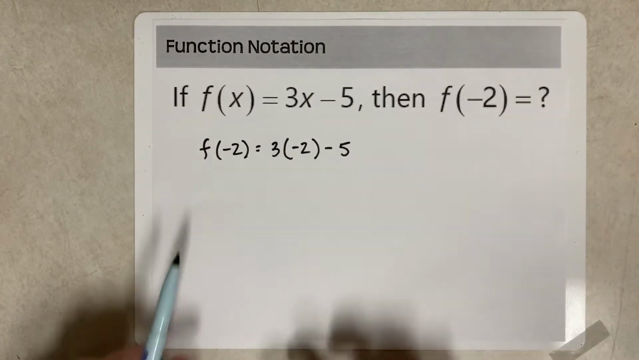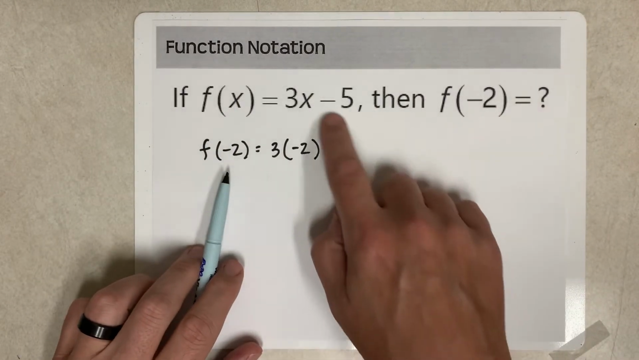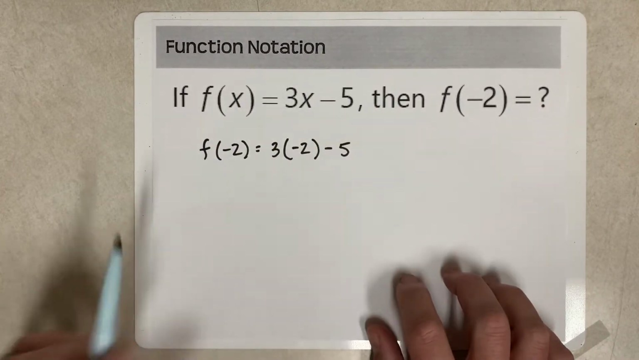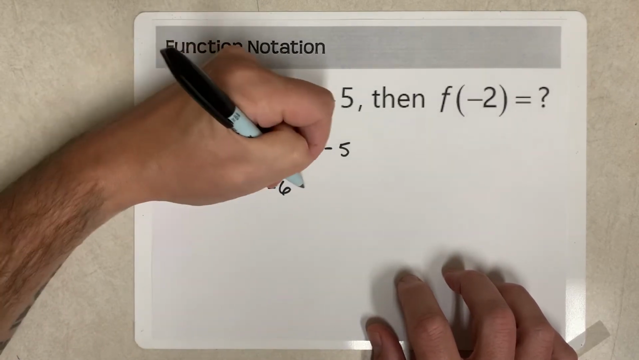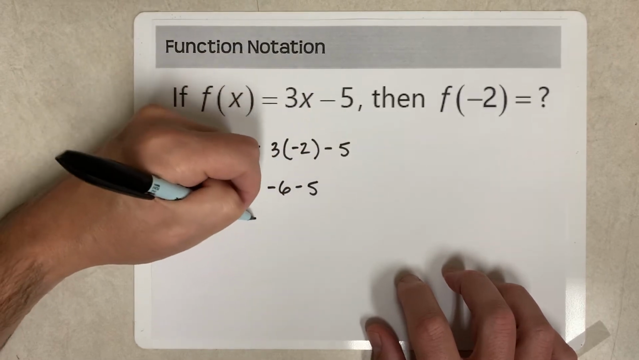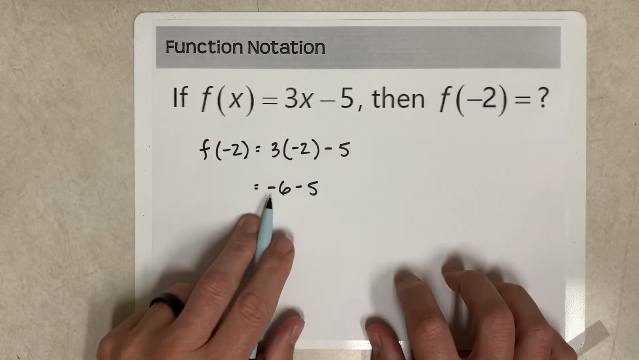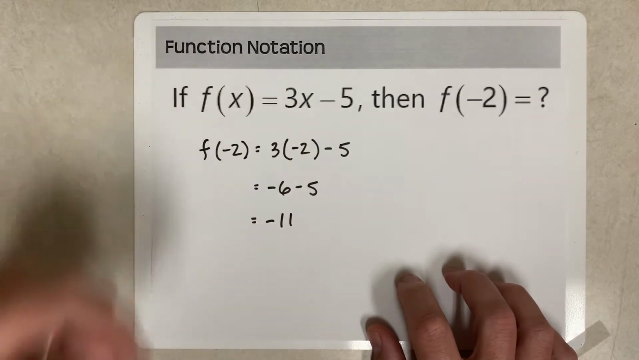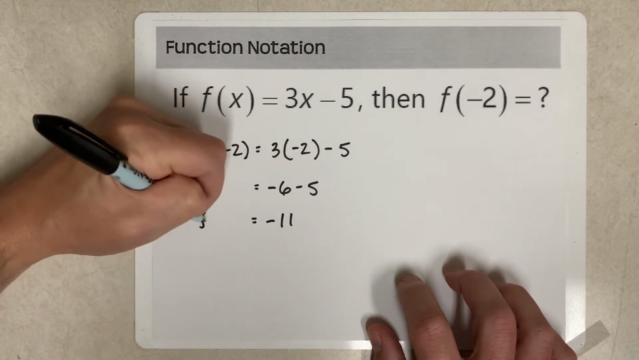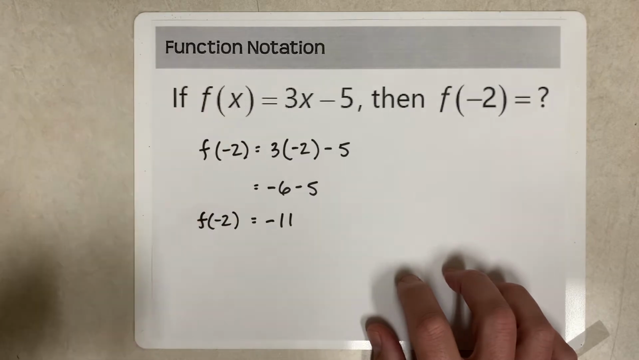So students don't usually struggle with this part. What they struggle with is the negative numbers when they plug it in. So let's see what happens. 3 times -2 is -6. Take away 5. I owe somebody $6, then I owe them 5 more. That means I owe them a total of 11. And so it's -11. So f of -2 is equal to -11.